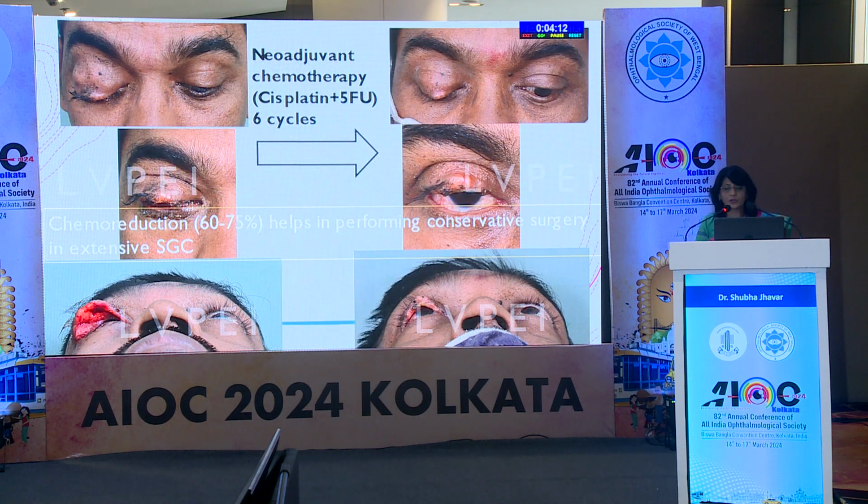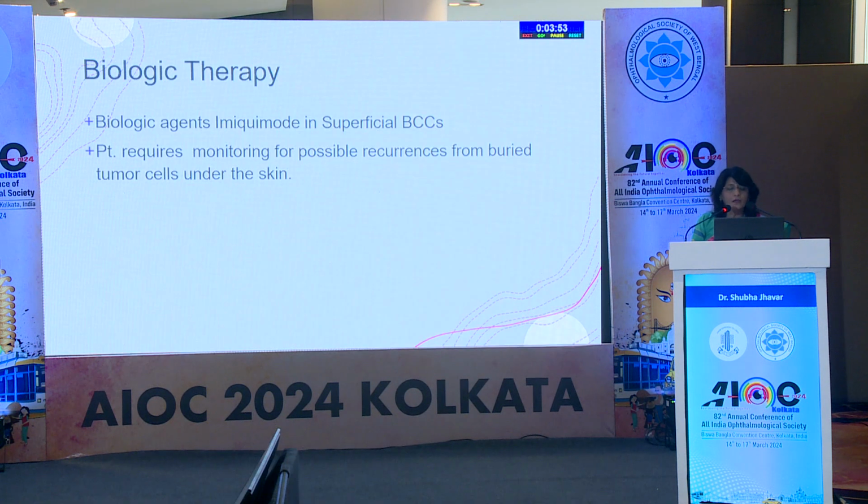So neoadjuvant chemotherapy with cisplatin and 5-FU were given for 6 cycles, and chemoreduction, that is 60 to 75%, you can see here in the other pictures, where they helped in performing the conservative surgery in extensive sebaceous gland carcinoma. So of course you should go ahead with such treatment.